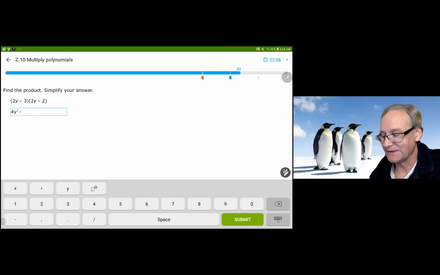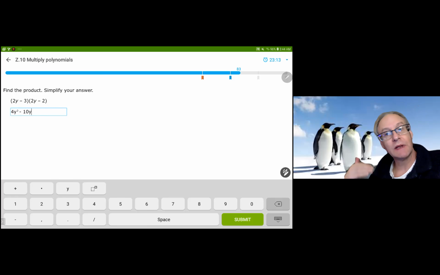Okay, so it's a minus 6y minus 4y. I can't see very well. It looked like that was a 3 over there, but it's not. It's a 2. So it looks like we've got a minus 10y. Sorry, guys. Almost messed that up. 10y in the middle term.